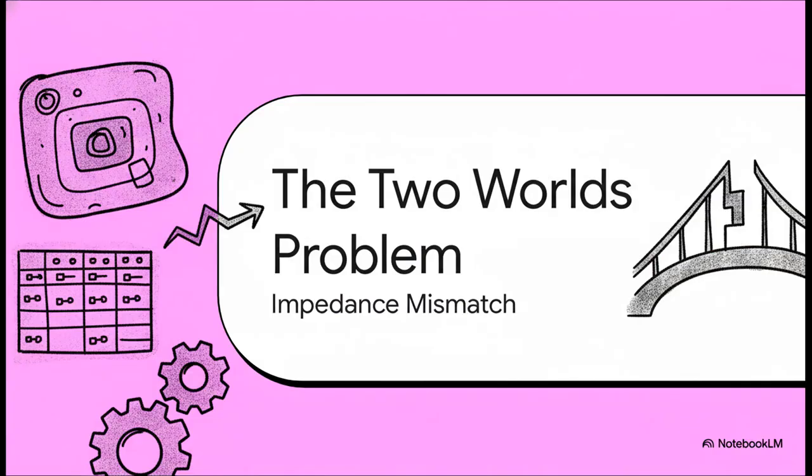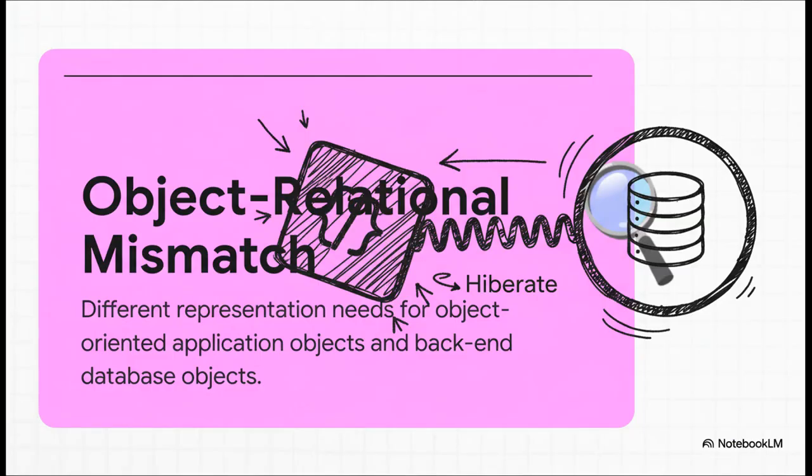And this feeling, this disconnect, it's not just in your head. It actually has a name, and it's the exact problem Hibernate was born to solve. It's called the Object-Relational Impedance Mismatch. I know, it's a mouthful. But really, just think of it like trying to cram a square peg into a round hole. Object-oriented programming and relational databases simply do not see the world or your data in the same way at all.